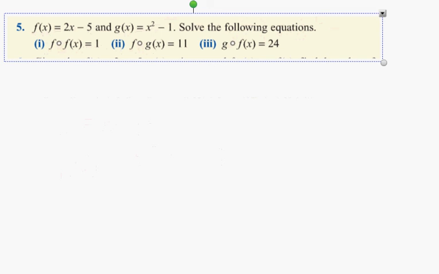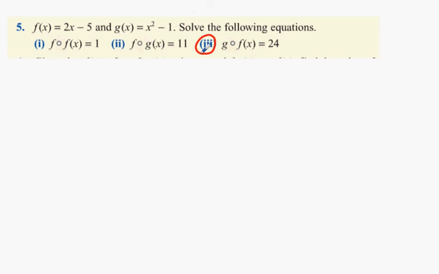Question 5. Okay, I'll do part 3. Up for this, yeah? Now, what do we have here, guys? G after f of x. This is the tough one. What's f of x again for this question?